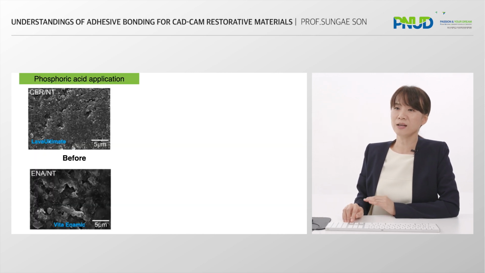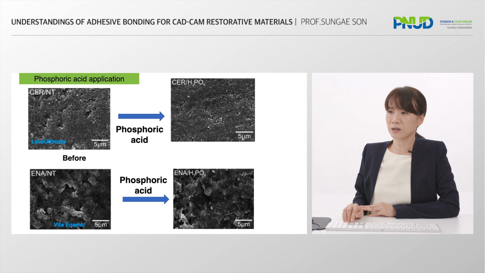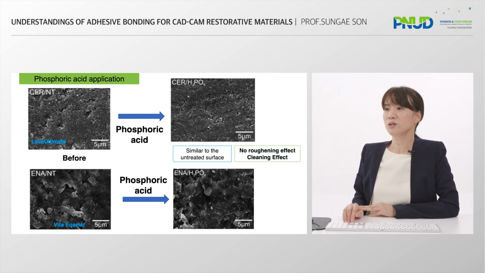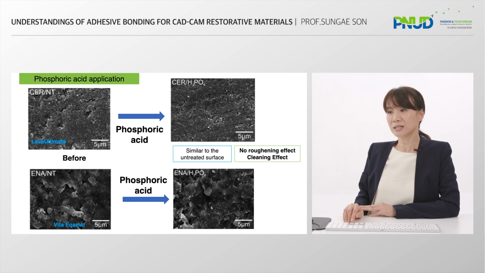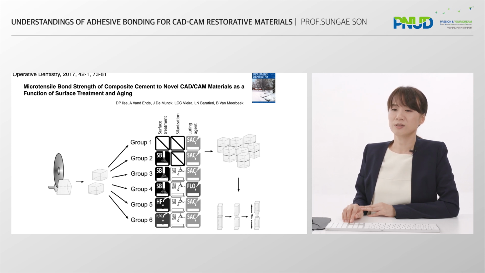However, when phosphoric acid was treated on the hybrid block, it was similar to the untreated surface, and the effect of roughening could not be observed. However, it was possible to check the cleansing effect on the surface. Meanwhile, there is a report of surface treatment, such as silane treatment, on hybrid blocks.